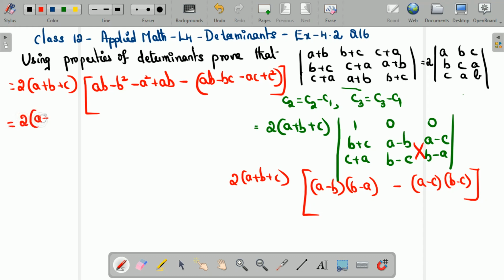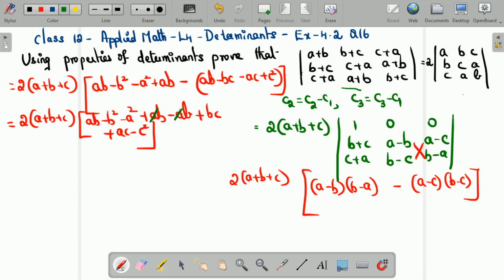So 2(A + B + C). Now this is going to be AB - B² - A² + AB. Then this is - AB + BC + AC - C². Now we can eliminate this plus AB and minus AB.